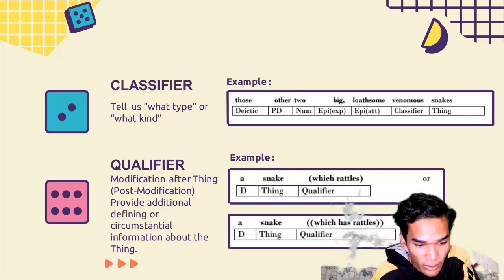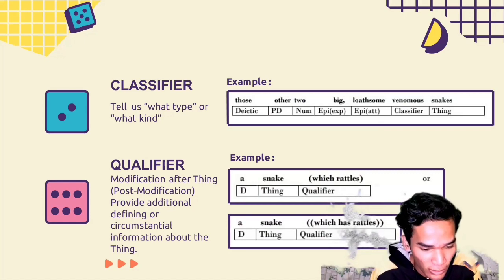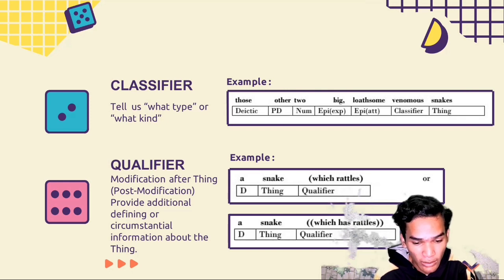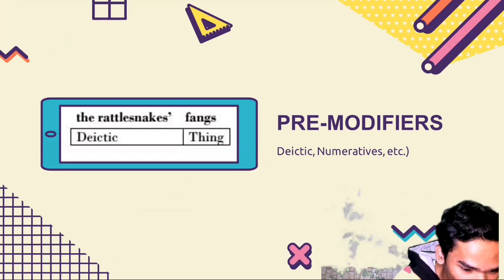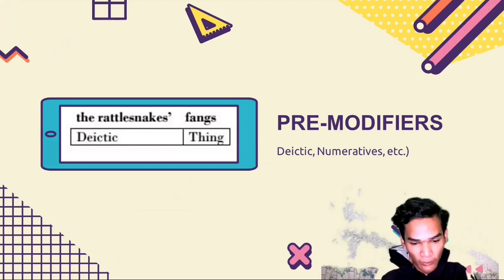Qualifier is modification after the thing, post-modification, providing additional defining or substantial information about the thing. For example, a snake which rattles: a is deictic, snake is thing, which rattles is qualifier. A snake which has a rattle: a is deictic, snake is thing, which has a rattle is qualifier. The rattlesnake fence: the is deictic, rattlesnake is classifier, fence is thing, pre-modifier.